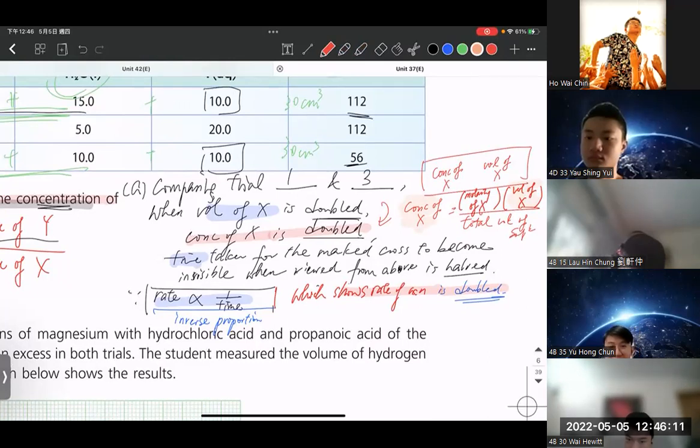First of all, is the molarity of X the same for these two cases? How about the total volume of solution? Is it the same for these two cases? Now, if so, how would you relate them to the concentration of X and the volume of X?